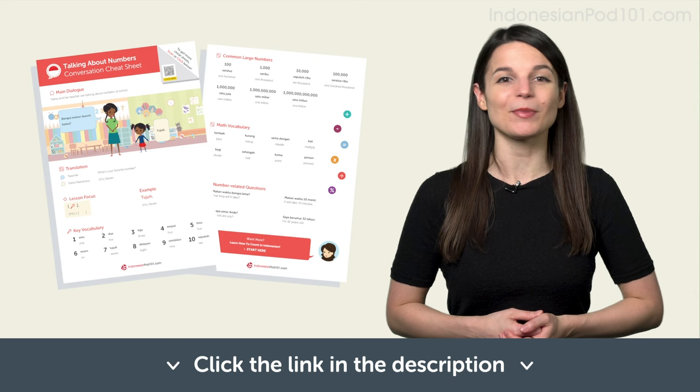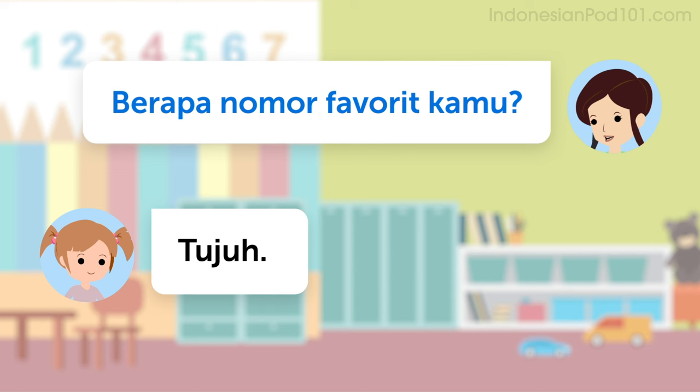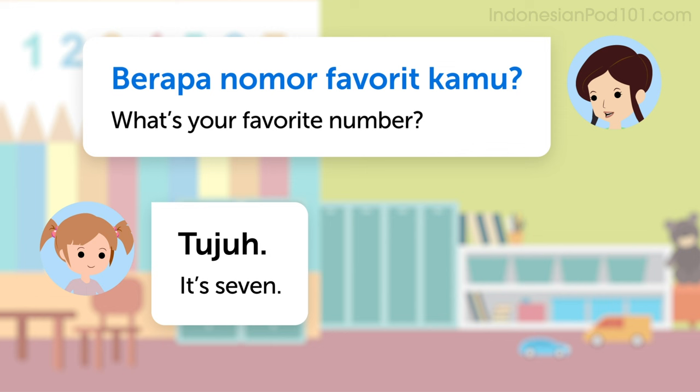Now, let's take a look at some conversational phrases. Listen to the dialogue. Berapa nomor favorit kamu? 7. Once more with the English translation. Berapa nomor favorit kamu? What's your favorite number? 7. It's 7.